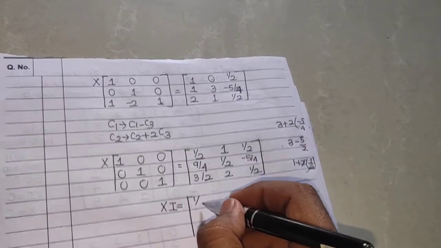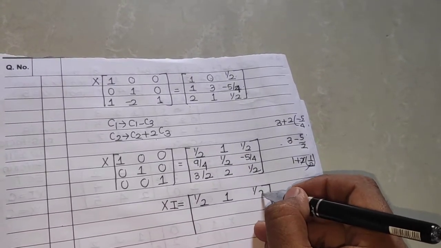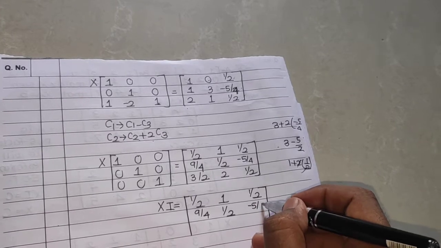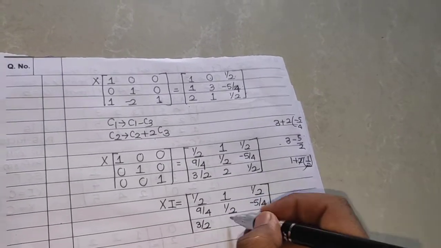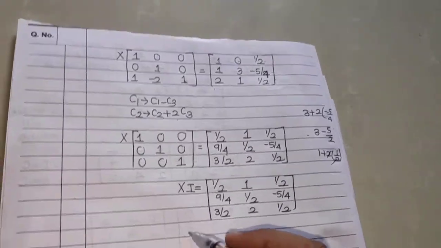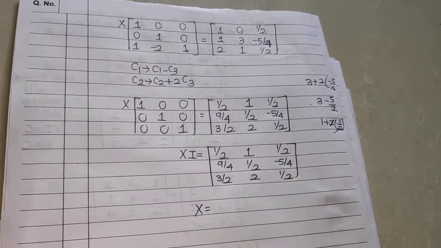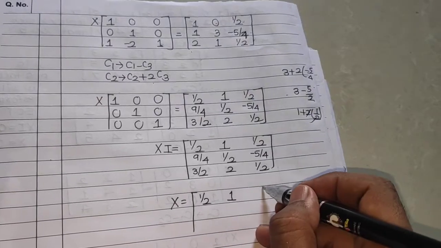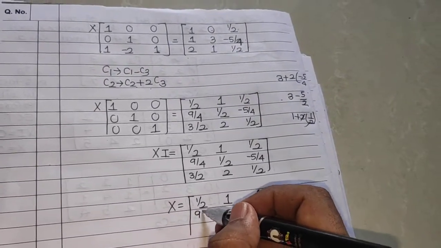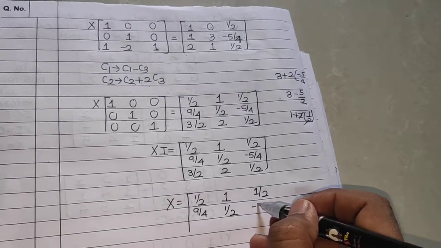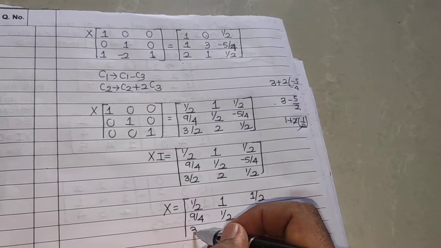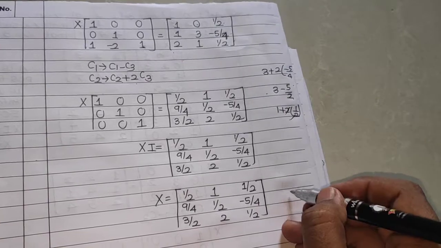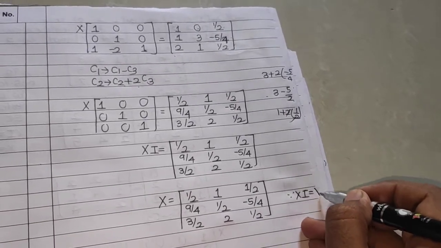The whole matrix we can write down as it is. And that's what we have as our original required matrix X, that is 1 by 2, 1, 1 by 2, 9 by 4, 1 by 2, minus 5 by 4, 3 by 2, 2 and 1 by 2. Since XY is equal to X.